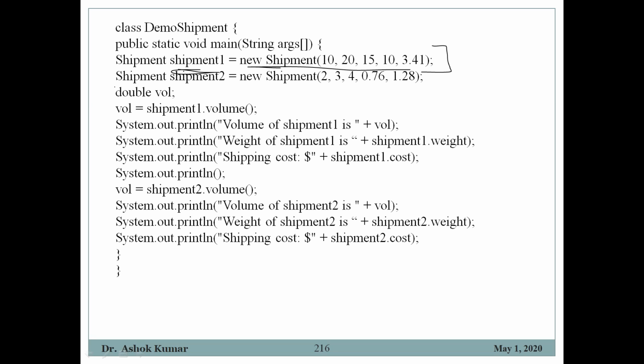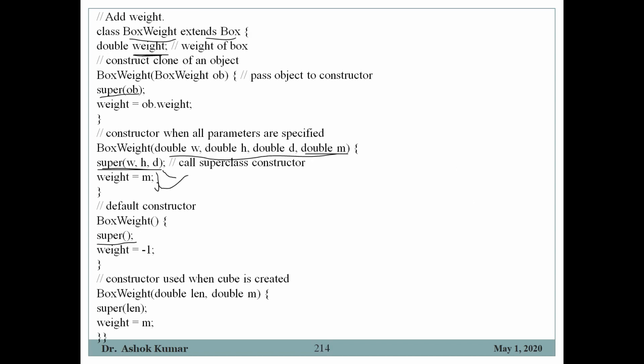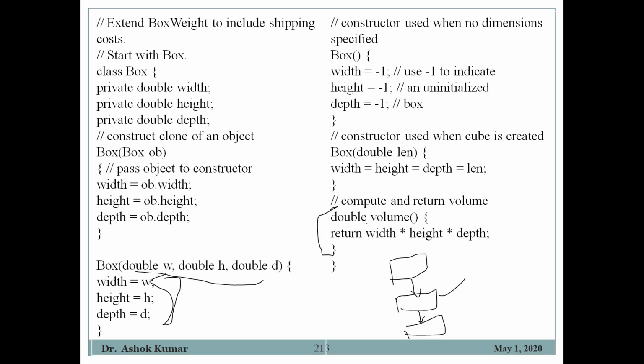And with that object shipment 1, we are calling the volume method. So volume method is not there in this class, right? Because this class is inheriting the box. So box volume is in the supermost class. So here we have volume.